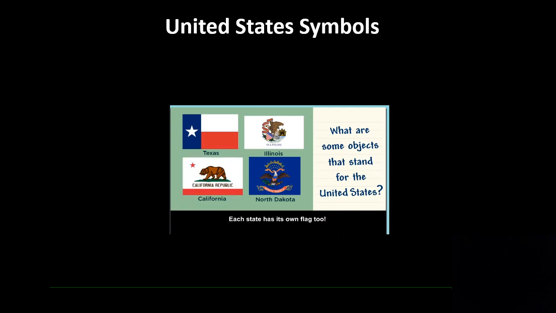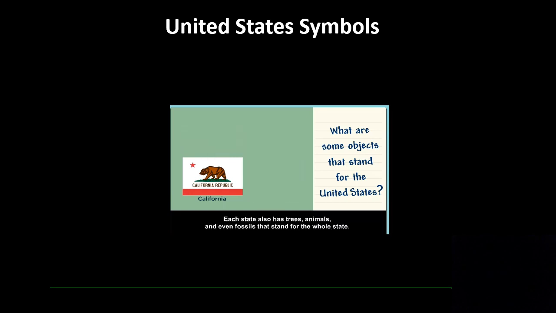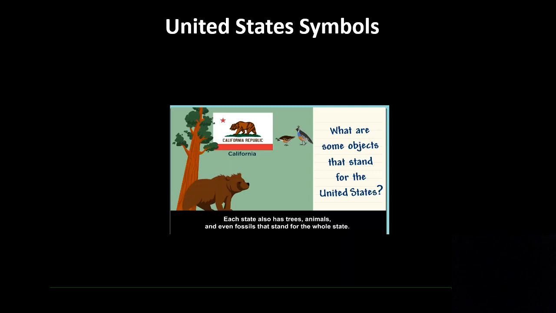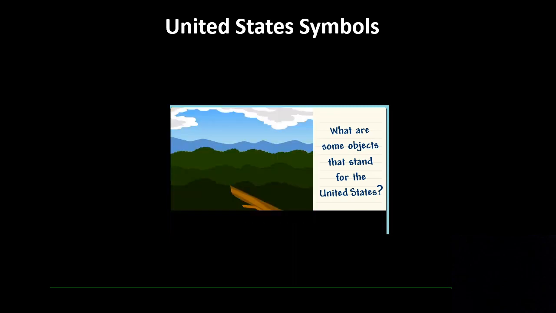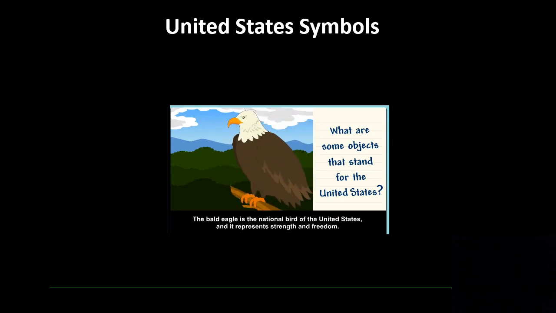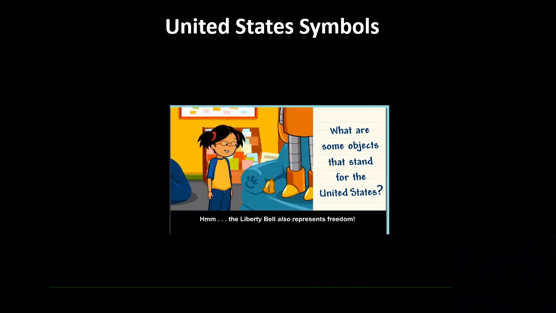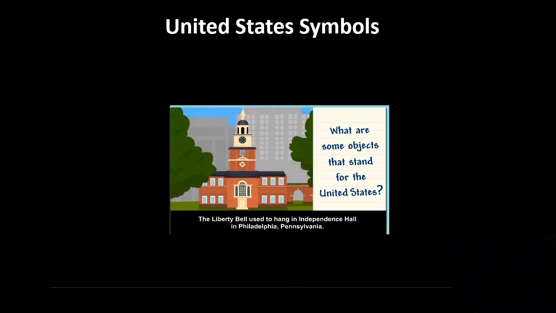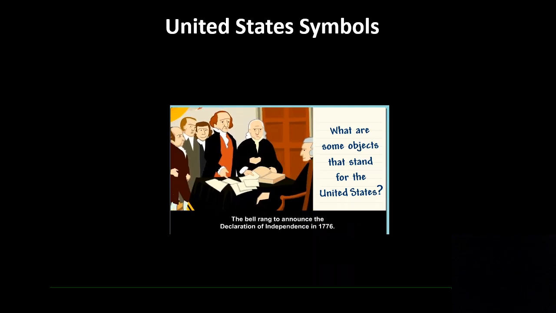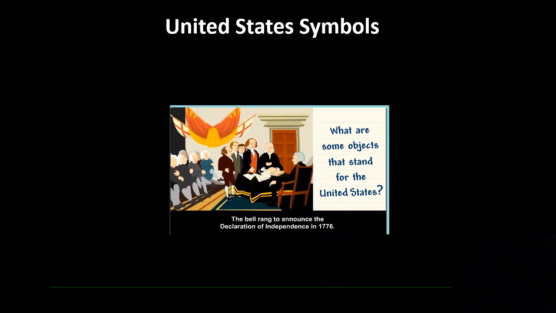Each state has its own flag, too. I love looking at state flags because they're all so different. Each state also has trees, animals, and even fossils that stand for the whole state. Oh, right. I almost forgot. Bald eagle is the national bird of the United States, and it represents strength and freedom. The Liberty Bell also represents freedom. The Liberty Bell used to hang in Independence Hall in Philadelphia, Pennsylvania. The bell rang to announce the Declaration of Independence in 1776.